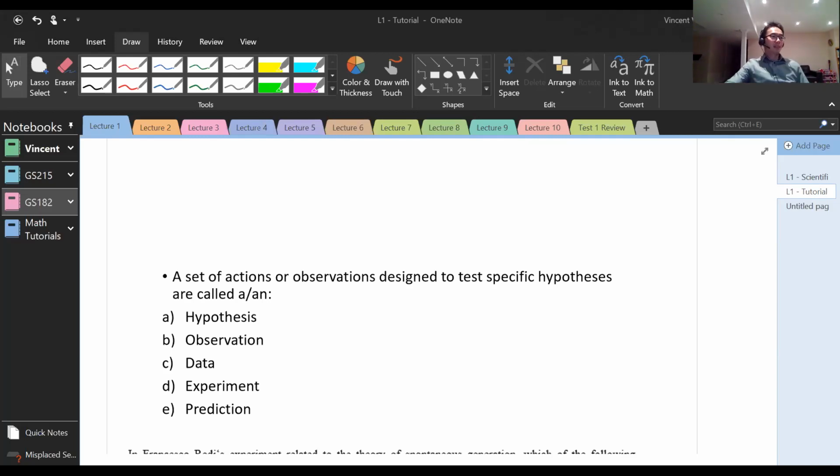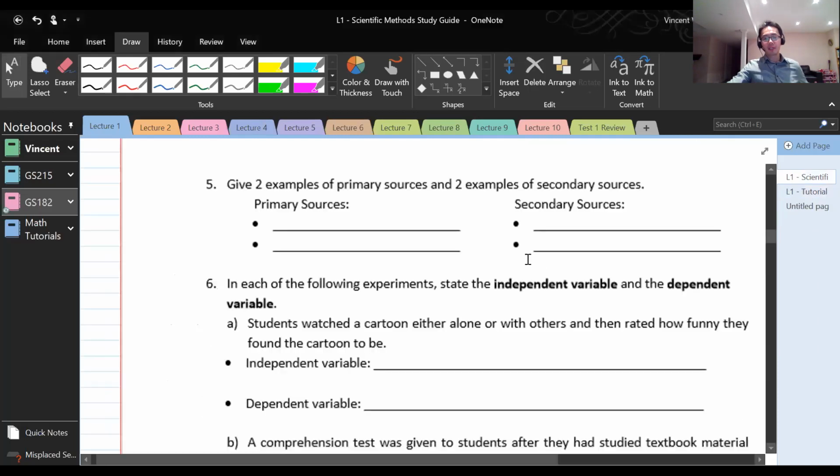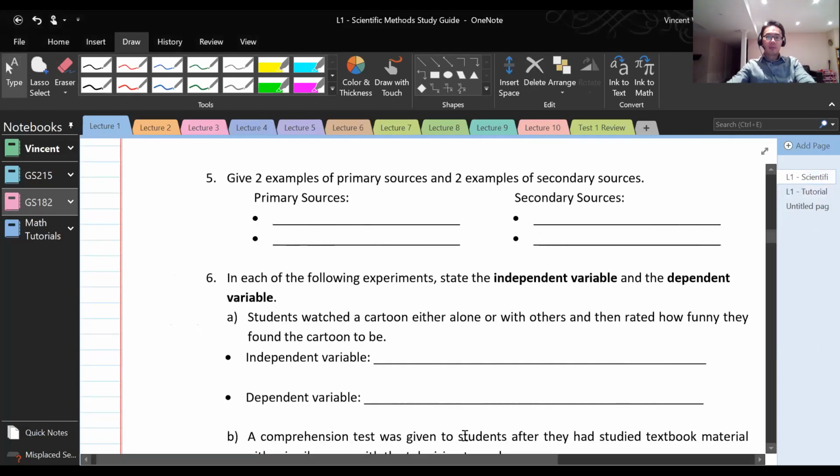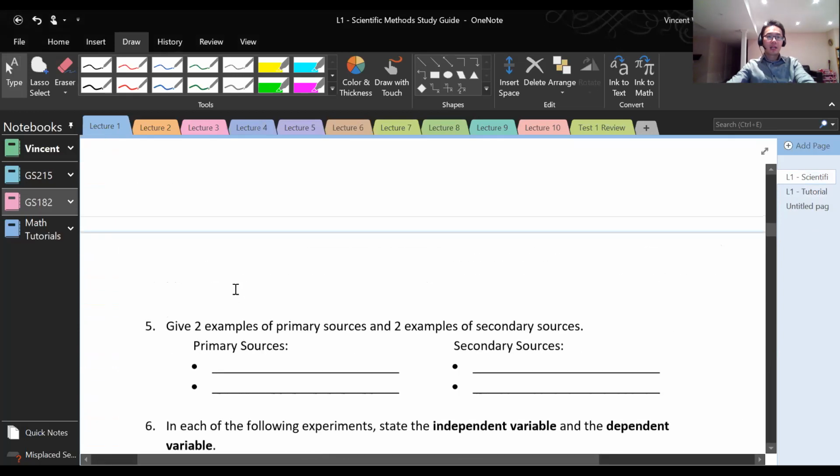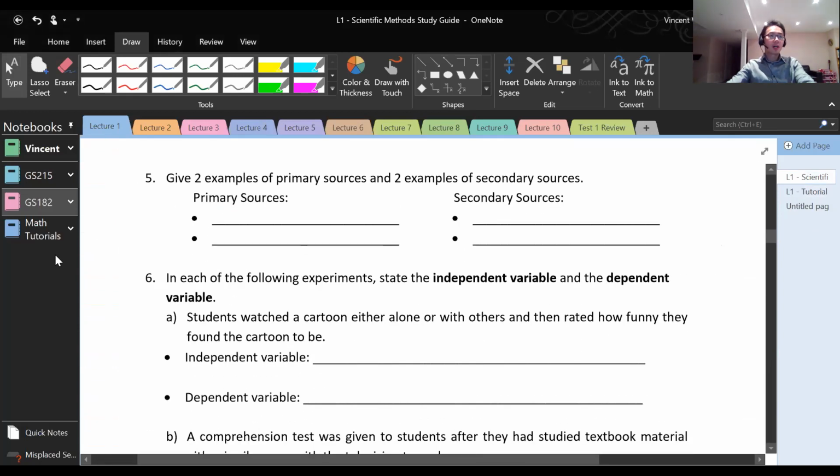Okay, the answer, again, most of you got it, which is very good. It's experiment, okay? So that's what you will conduct to test a hypothesis, all right? Okay, so like I said, the quiz would have some of these more straightforward questions. Not everything is going to be very involved. Okay, moving on.